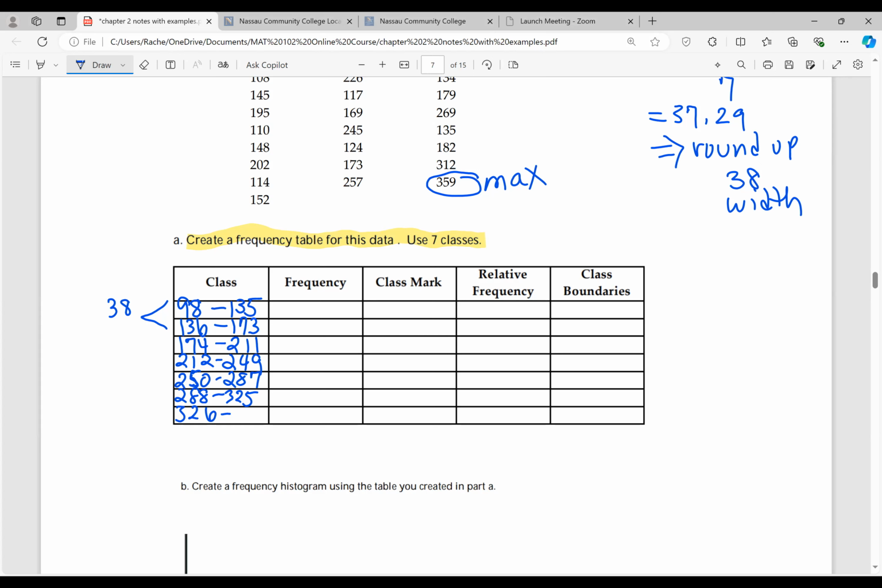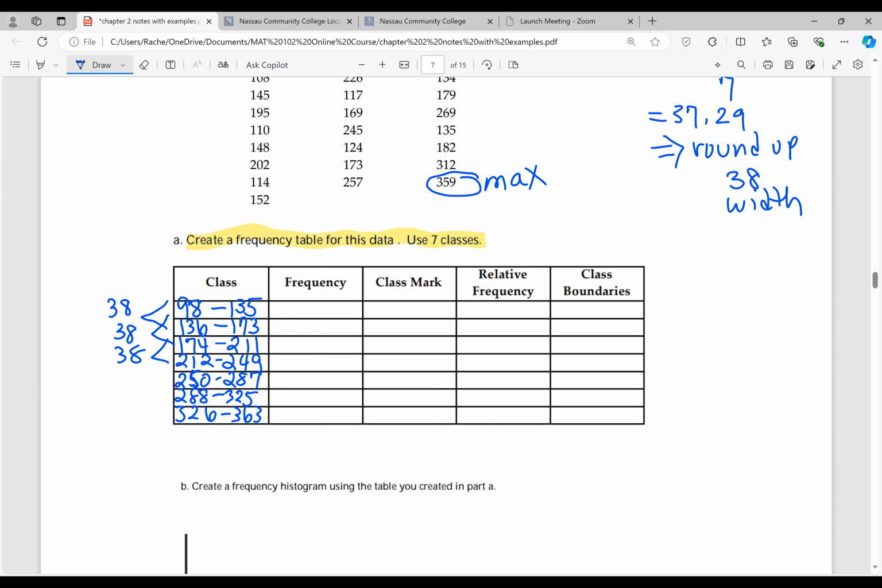So the difference between all our lower class limits is 38, but the difference between all our upper class limits should also be 38. Right? So from 135 to 173, the difference is 38. From 173 to 211, the difference is 38, all the way down. So in order to get that last upper limit, take the previous upper limit, which is 325, and we're going to add 38. So if I take 325 and I add 38, I'm going to get 363. So those are my 7 weight classes. So we just divided our data set up into 7 weight classes.